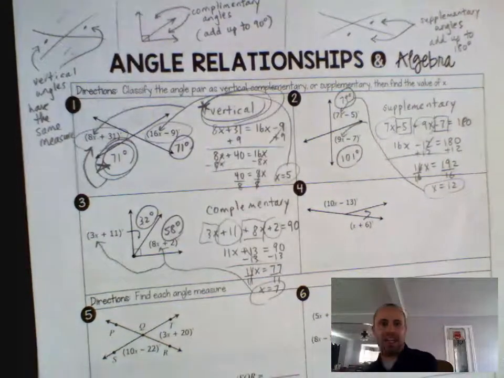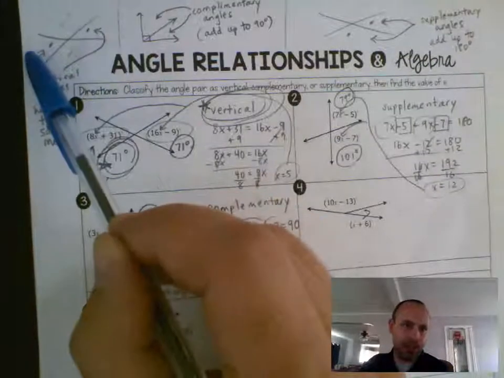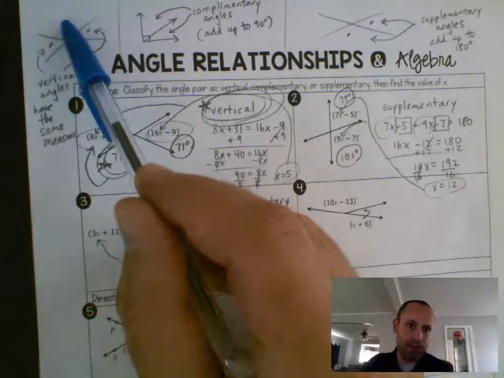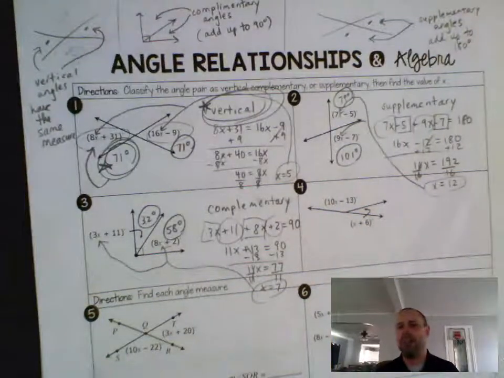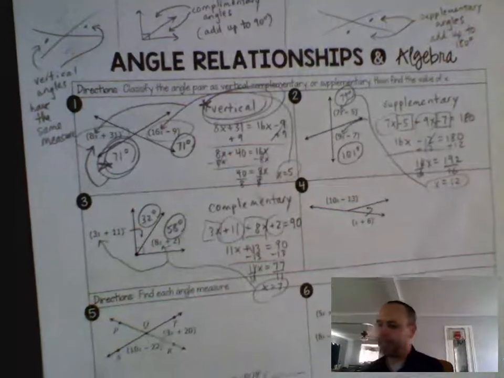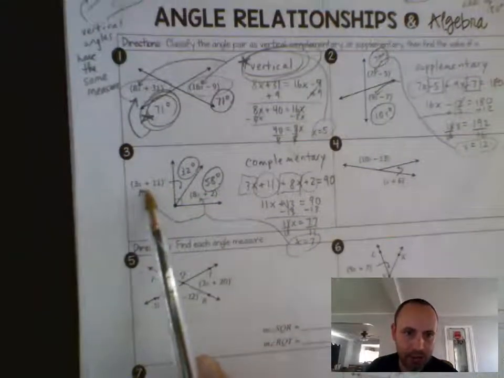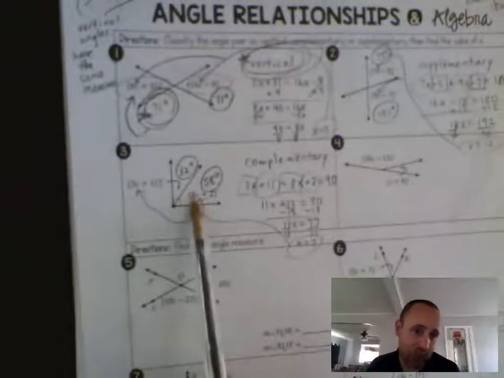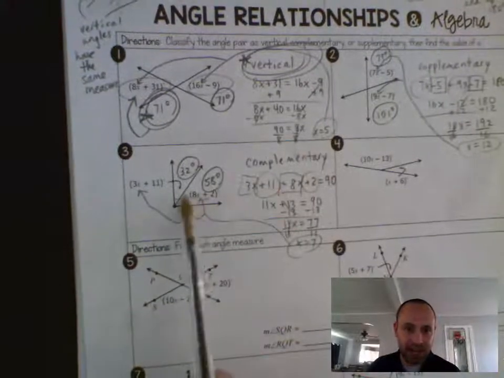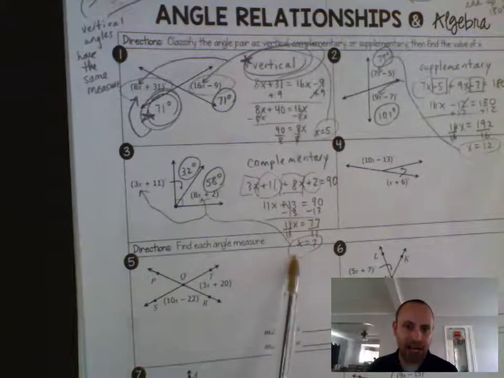For instance, up here, these two angles are vertical because if this one's 23, then that one's 23. These two angles are also vertical with each other because if this is 150, that's 150. Once you know those relationships, everything in this lesson is predicated on those three. For example, number 3: you take this one plus this one, 3x plus 11 plus 8x plus 2, and that equals 90 because together they make 90. We combine the like terms, do the algebra, and get x equals 7.